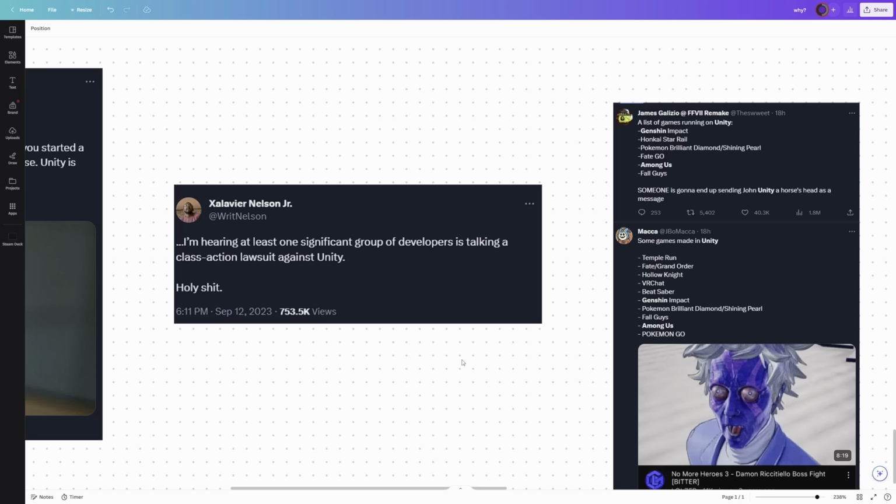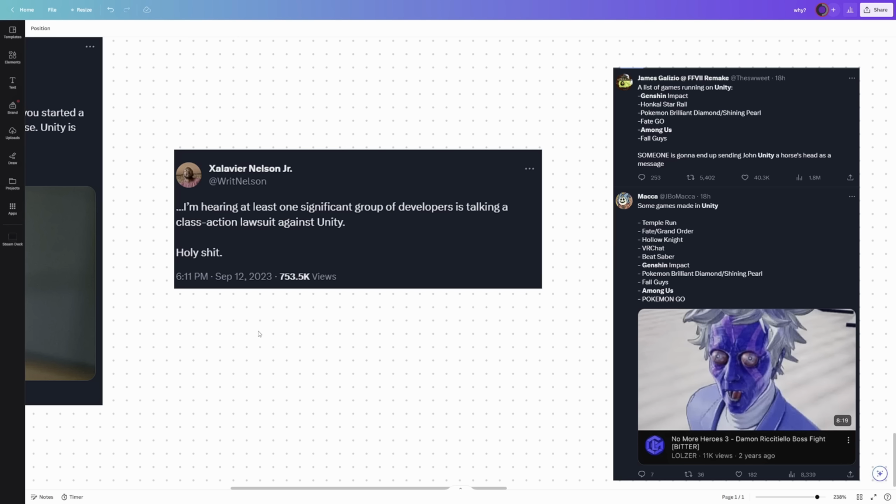So all they have left are small developers that are gonna wanna end up changing their engine as well, and may even file a class action lawsuit against Unity. I don't see a path forward for this. They're going to walk this back entirely.